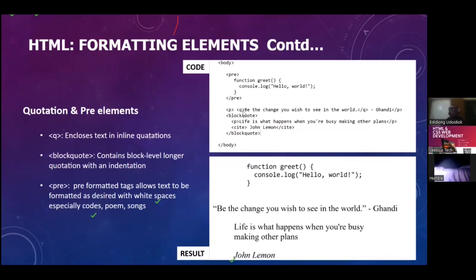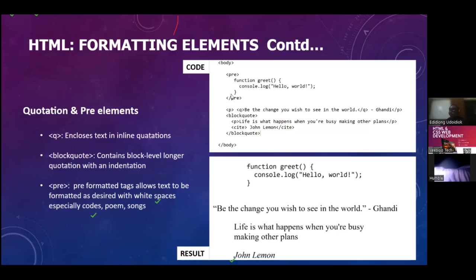Okay, so you have the Q that wraps "be the change you wish to see in the world." Then it's enclosed inside the Q. Then you have Gandhi as the name of the person that said that, outside it. So that's why you are able to see the double quotation and closing it. Then you see the next one is a long quote that says life is what happens when you are busy making other plans. You understand? So that's for the quotes.